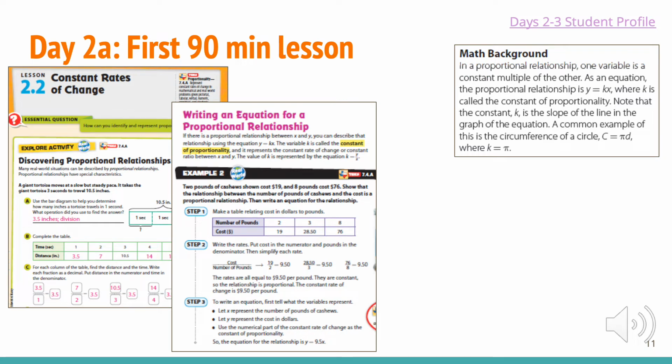Go Math also has some math background portions where one variable is a constant of the other, y equals kx. We won't be bringing it up in these lessons, but just to make a note that the constant k is calculated to be the slope of the line when we get to graphing.